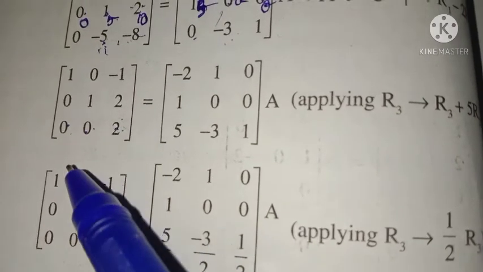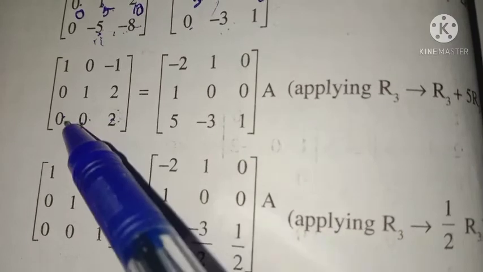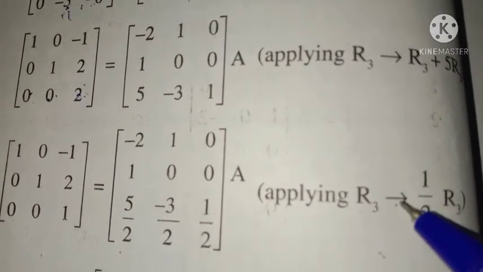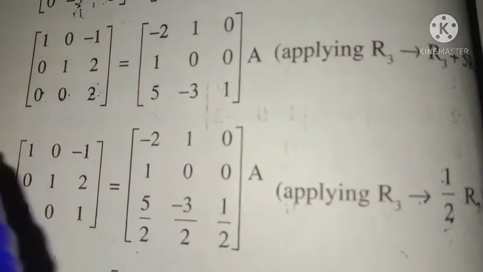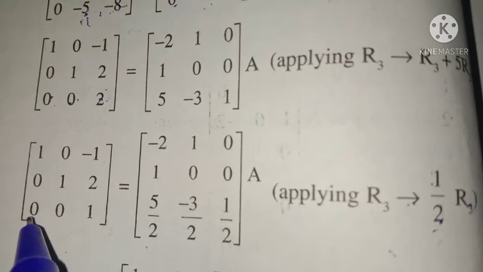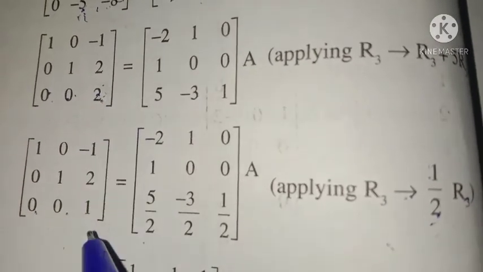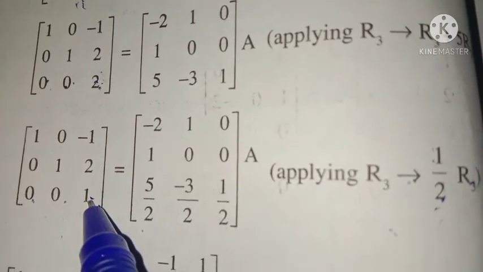Okay. So first row, second row as such. We are going to change third row as, listen, third row is interchanged as scalar multiple of 1 by 2 into third row. So 0 into 1 by 2, 0. 0 into 1 by 2, 0. 2 into 1 by 2 becomes 1.